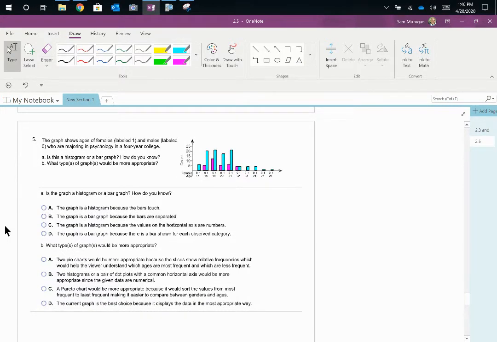In question 5, the graph shows the age of females labeled 1 and males labeled 0 who are majoring in psychology at a 4-year college. Is this a histogram or a bar chart? Since the bars are separated, this is clearly a bar chart.